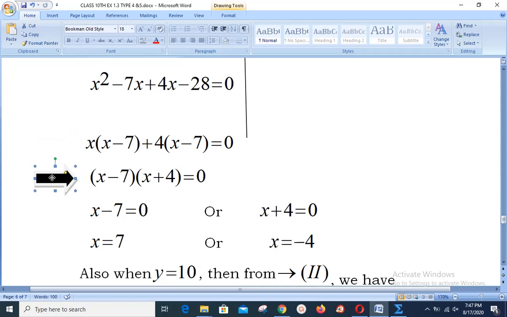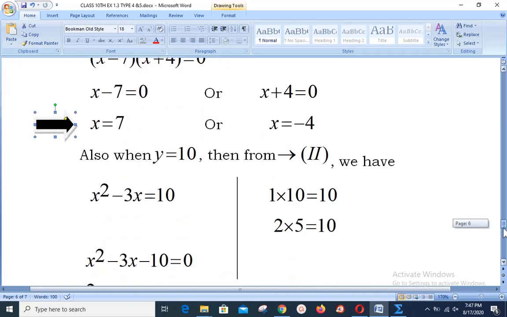Again, the product of two is equal to 0. Either the first one, x minus 7 is equal to 0, or the second one, x plus 4 is equal to 0. From the first we have x is equal to 7, or from the second we have x is equal to minus 4. These are the two values calculated for one value of y.